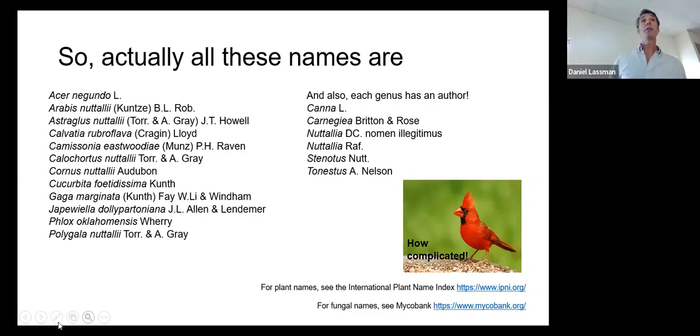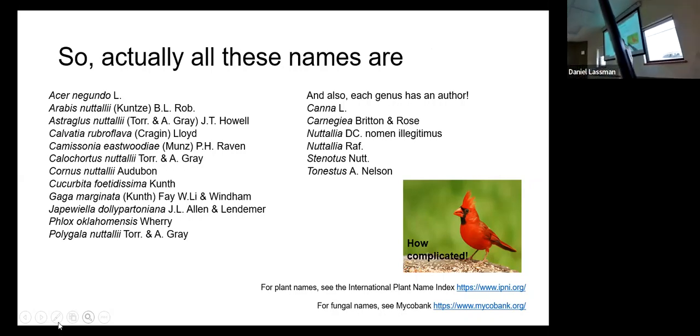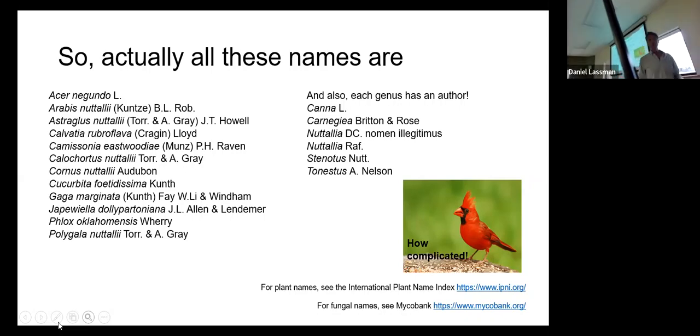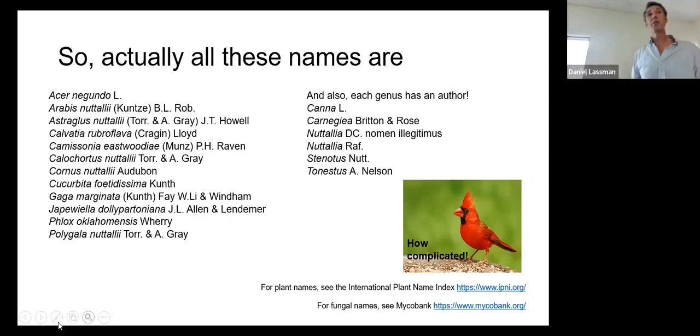But also, the genera are all described and are credited with a name. So for instance, we talked about two Natalias. One was described by D.C., which is Alphonse de Candolle, and the other one was described by Raffinesque. Raffinesque is the one we use. The other one we call an illegitimate name. Pretty mean. If you ever really want to know anything about this, you can find all of these names in online sources. Bastard Natalia. Yeah, exactly. It's the best we can tell you.